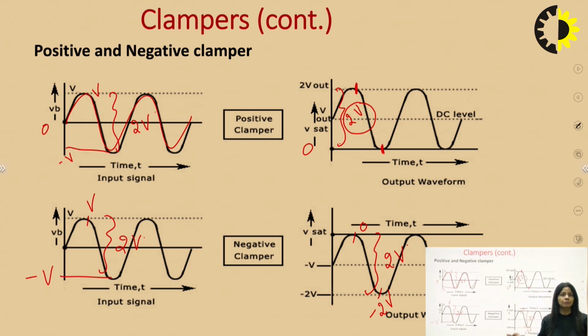It is not clipping any portion of the given input waveform, but it is just shifting the DC level either in the upward direction or in the downward direction, but the peak to peak difference is always the same. And you can check your answer after doing the clamper numerical. That peak to peak difference should always be the same and fixed, right?